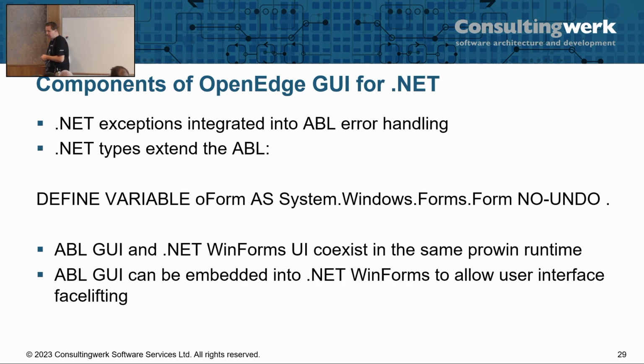So, .NET exceptions are integrated into ABL error handling. And how it looks, you can just define a variable of a .NET type anywhere in your program.